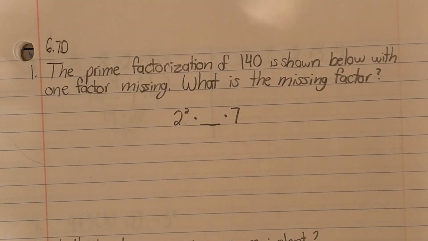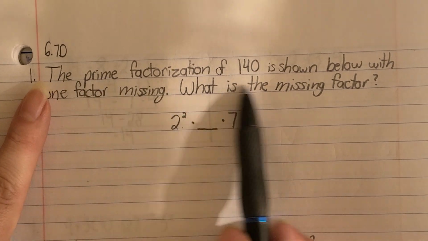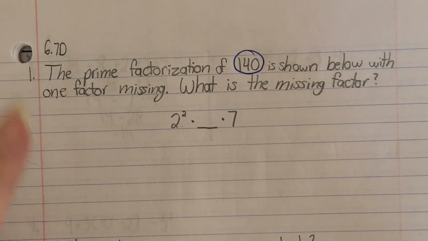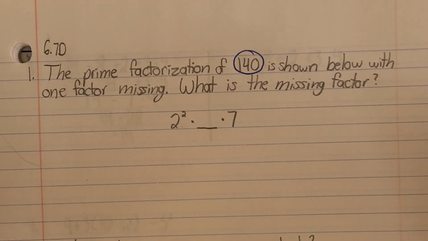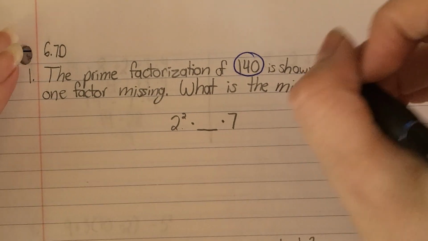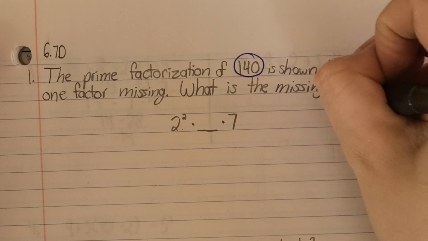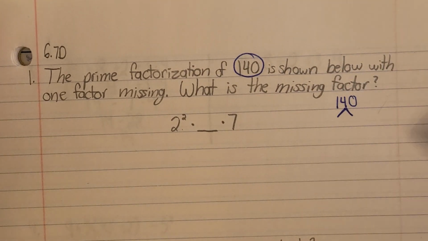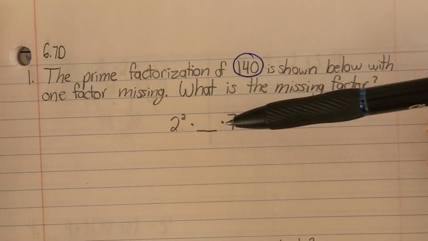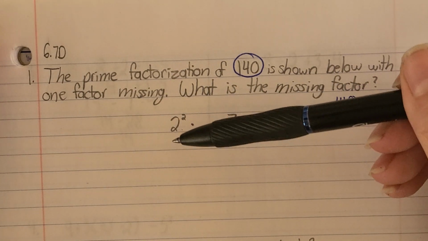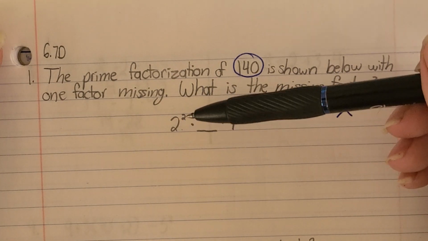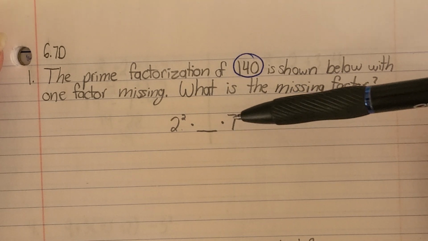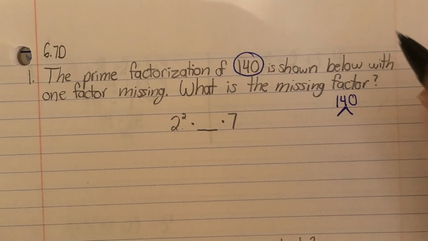Okay, this problem says the prime factorization of 140 is shown below with one factor missing. What is this missing factor? So we know that whenever we take 140 and break it down into only its prime factors and then write it in its exponential form, it'll have 2 squared times another prime number times 7, okay?